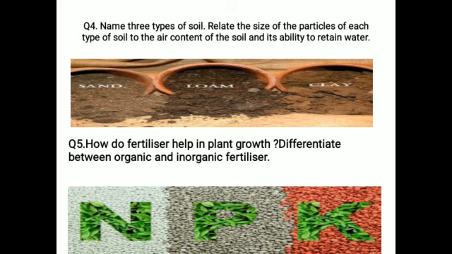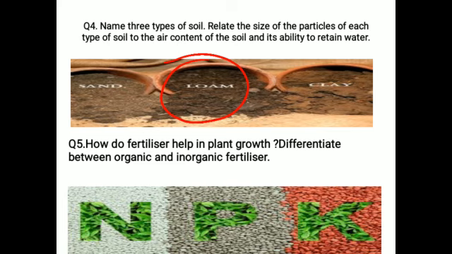But loam is the type of soil in which the size of the particles varies. Means the particles are of mixed size, smaller and larger. Therefore, loam can retain water better than sand, but not as well as clay. And its air content is also higher than that of clay, but generally lower than that of sand. So, loam is the best soil for generally plant growth.